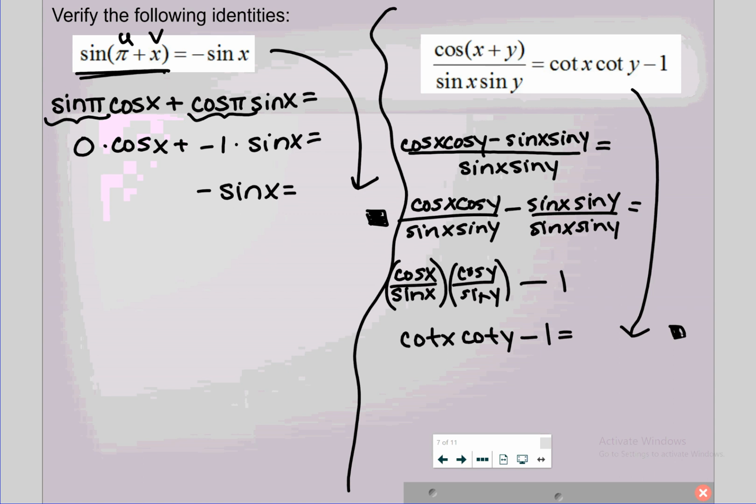Tomorrow, we only have 3 slides, and it's just practicing the same sort of stuff with tangent, because we didn't do the 2 tangent identities yet, and then that's it. And that's the only new lesson for this week.